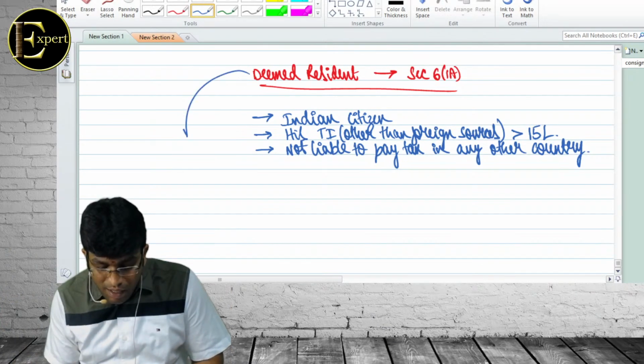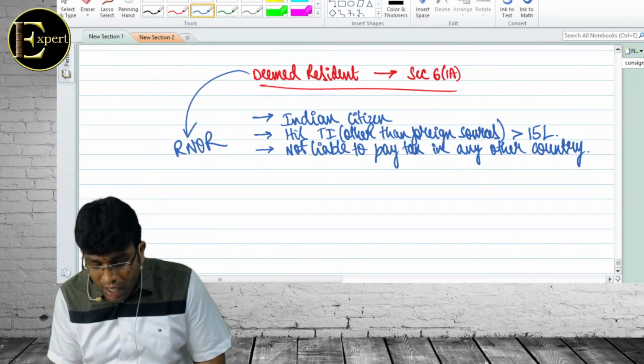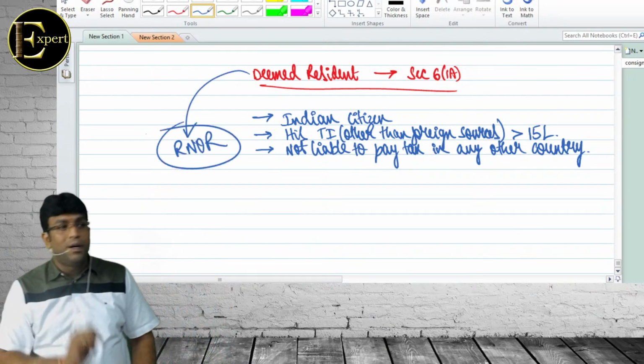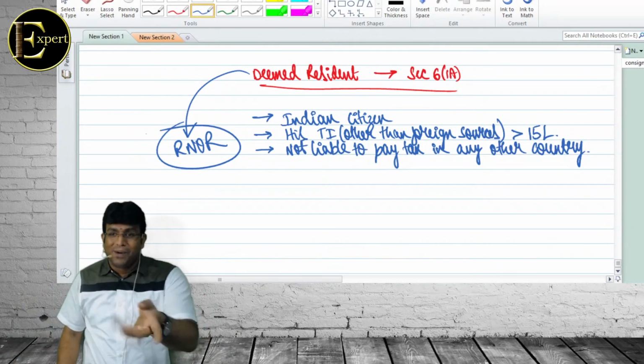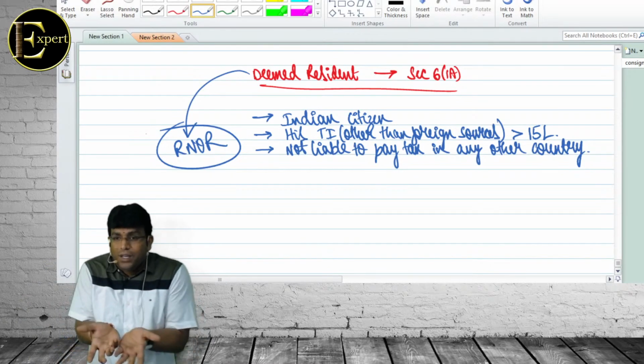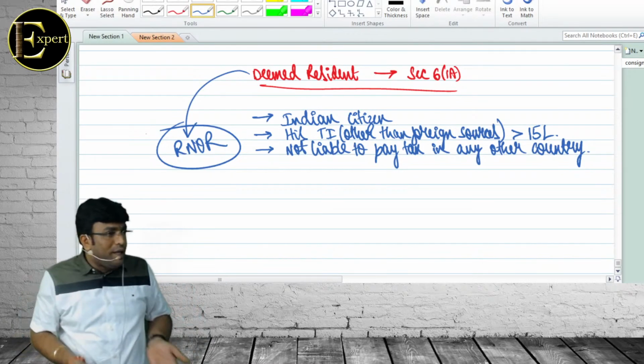Correct, my dear friends? But deemed resident will always be RNOR. This gentleman cannot become ROR. So ROR बोलेंगे तो हाँ वही चप्पल लेके मारेंगे उसको. बट मतलब मजाक नहीं है. ROR will be crazy tax, man. You are getting my point, everybody?